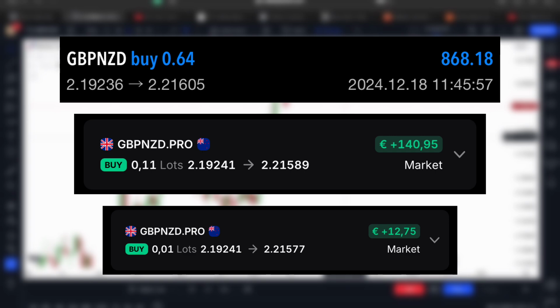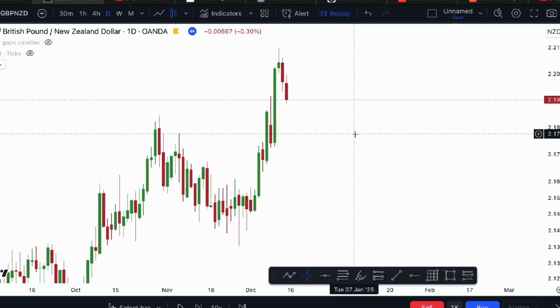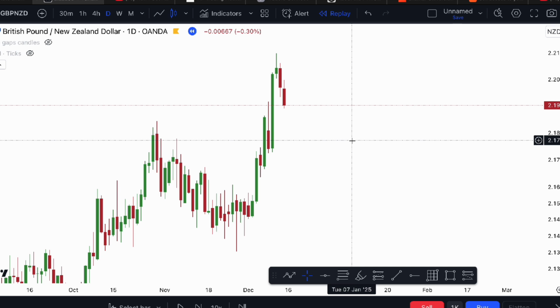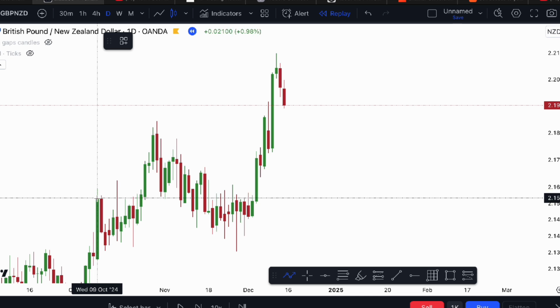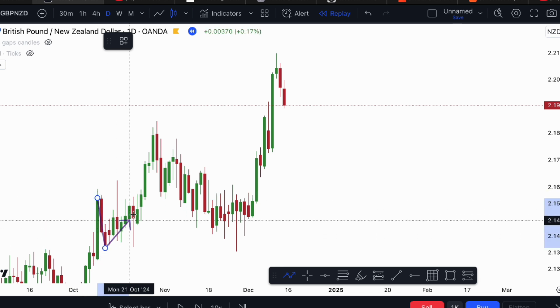Make a profit of $1,021. So we start off on the daily time frame, and on the daily time frame we will draw out our structure to identify if we are bullish or bearish.